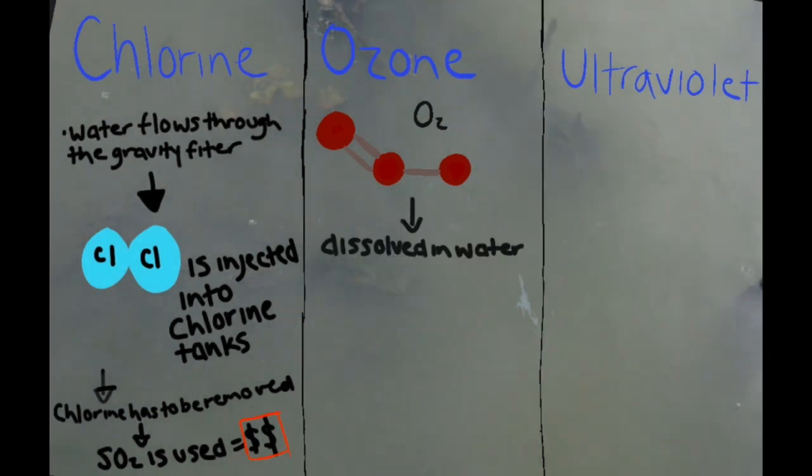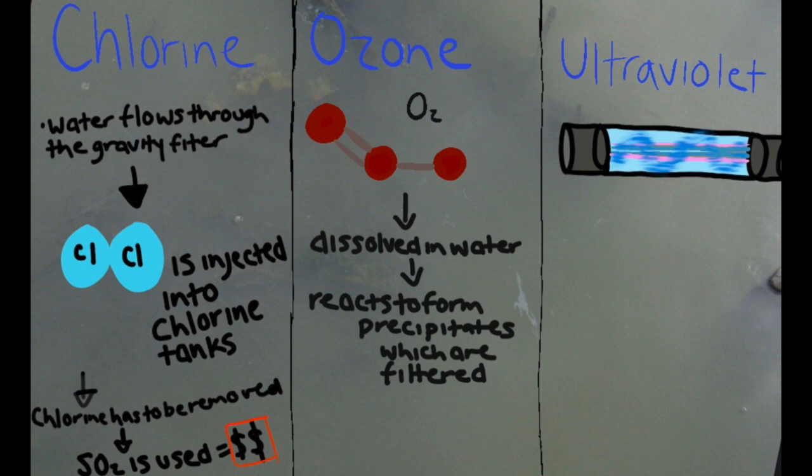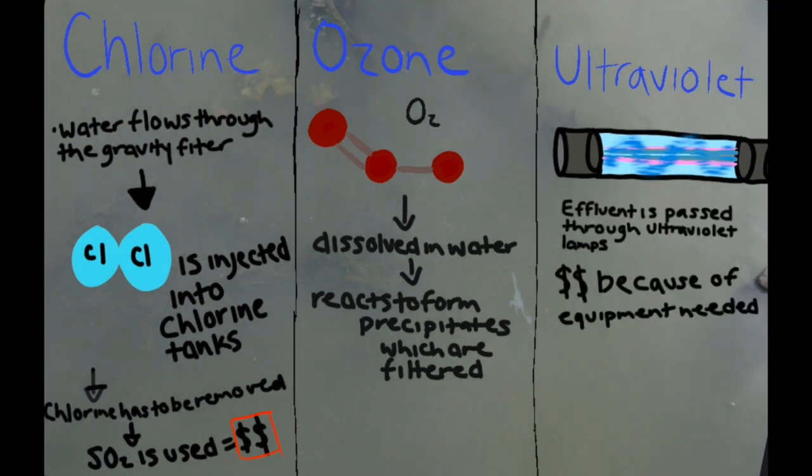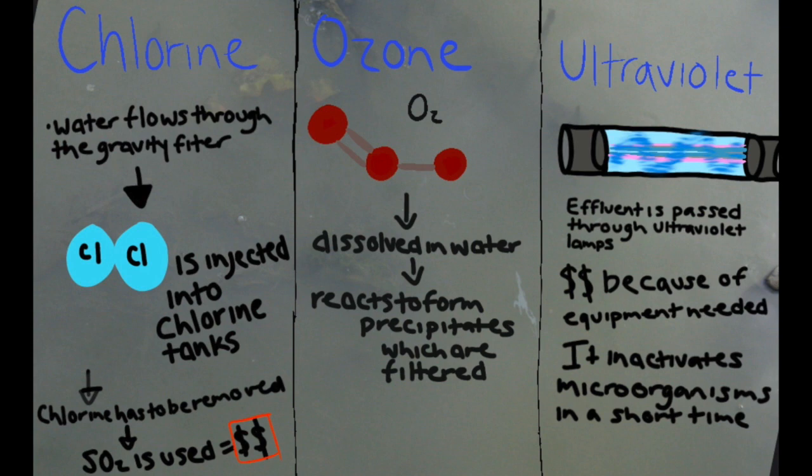Then, ozone. Basically, oxygen is dissolved in water. It reacts to form precipitates, which are filtered. Finally, let's move on to ultraviolet. The effluent is passed through ultraviolet lamps, but it does cost a ton of money because of the equipment needed. And finally, it inactivates microorganisms in a short time.